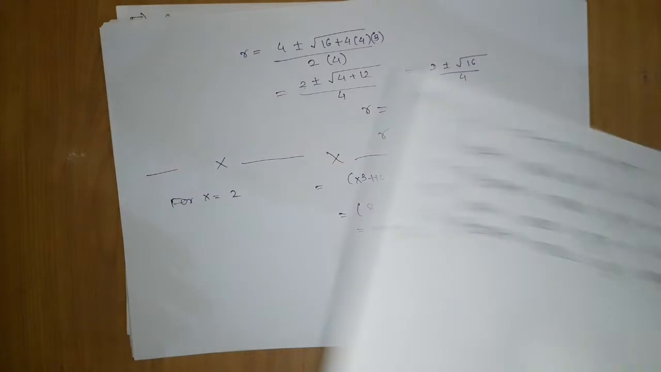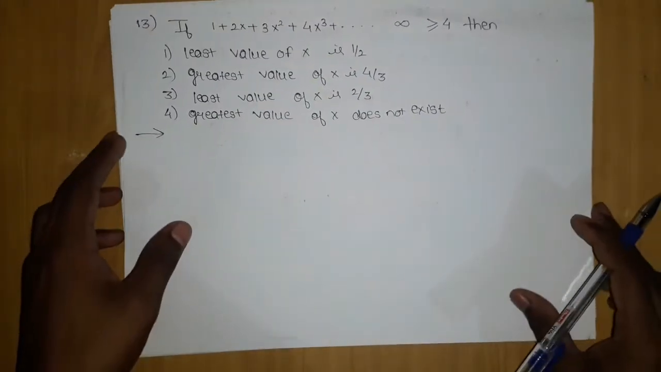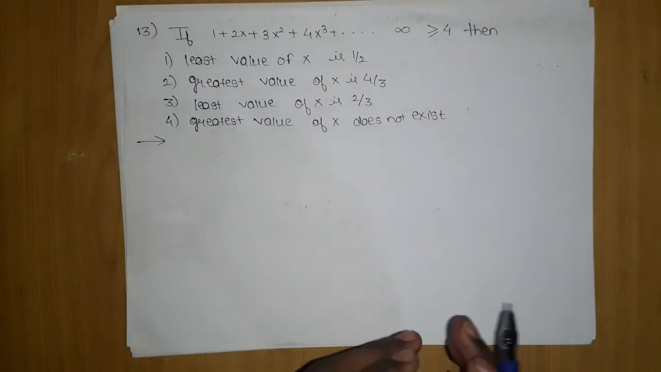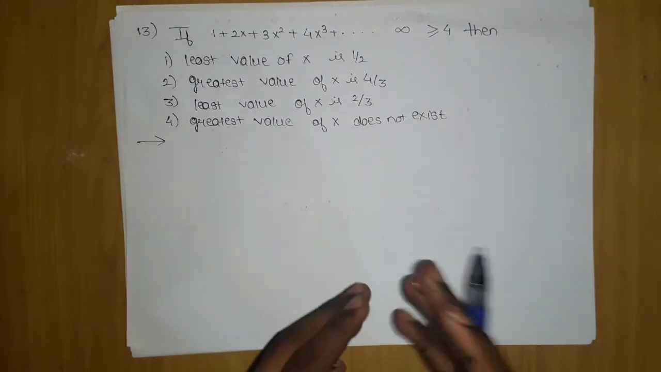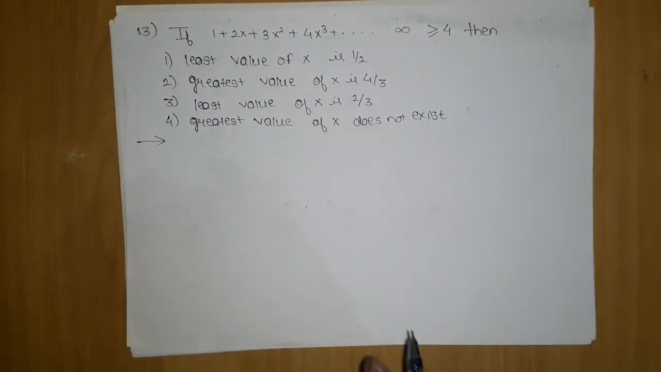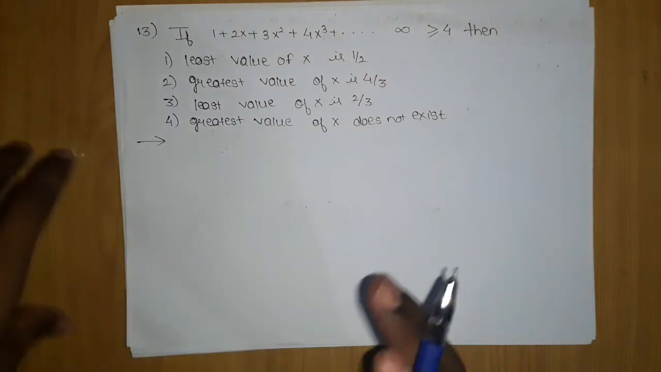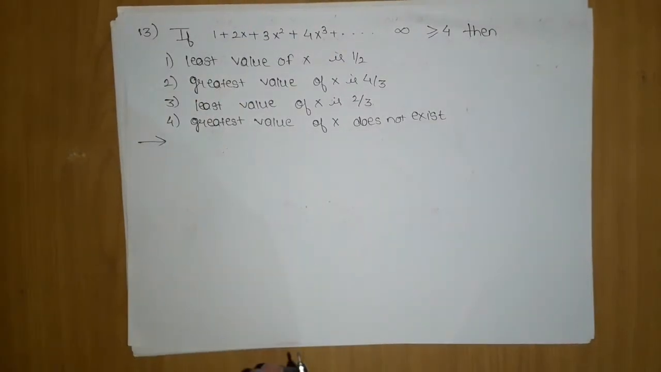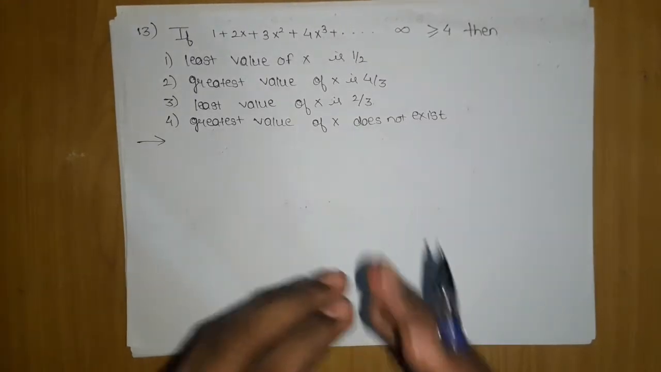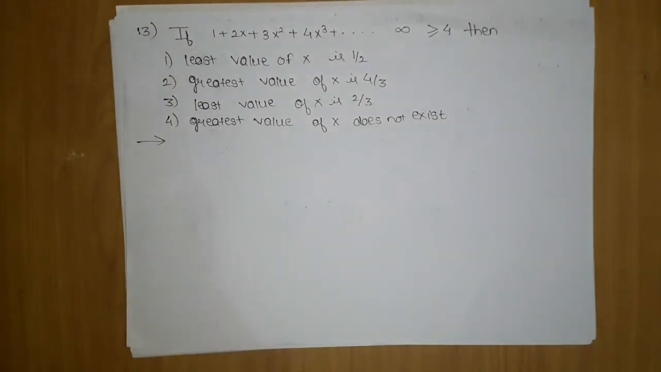The next problem, which is the 13th problem, is: if 1 plus 2x plus 3x square plus 4x cube and so on till infinity is greater than or equal to 4, then the first option, least value of x is 1 by 2, greater value of x is 4 by 3; the second, least value of x is 2 by 3, greater value of x does not exist. Okay, so this question, if you think it is a GP, then I have to give you a medal, because you have done so many problems, we have done so many lectures.